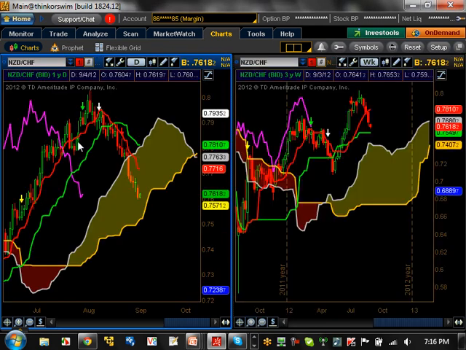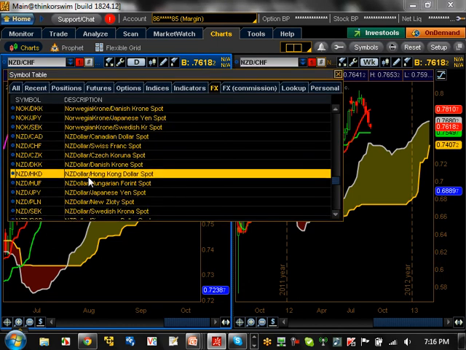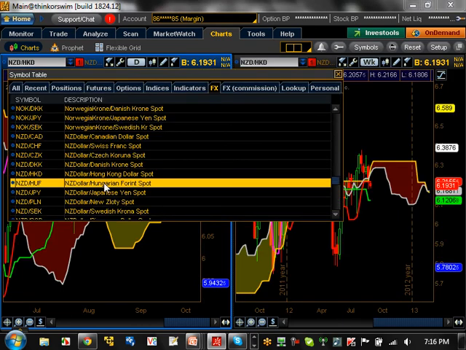New Zealand Switzy, really nothing going on here. It's in the cloud here. Support basically is going to be 75.49 for this one, and 78.10 moving forward for resistance. New Zealand Hong Kong, really nothing going on, so it's not even worth talking about that one.